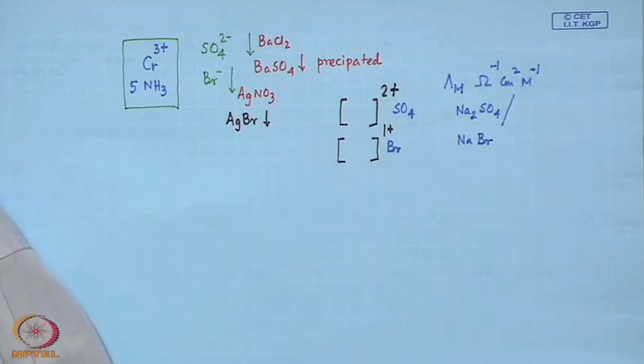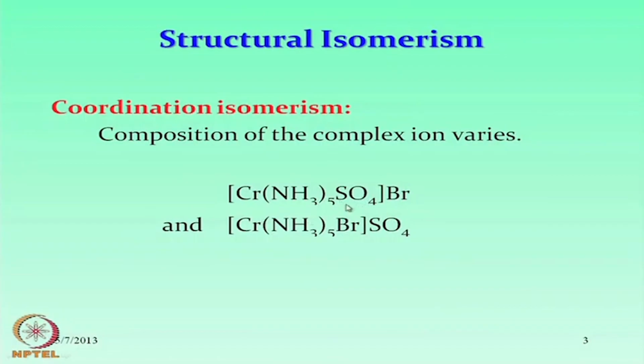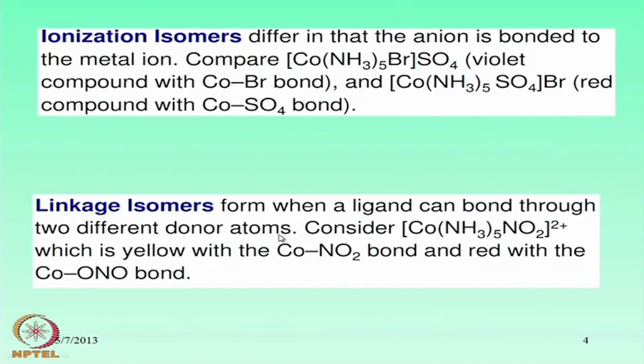So we can establish that some coordination isomerism can take place over there, though the entire composition of the salts would be the same. So ionization isomers are also possible, which differ in which anion is bonded to the metal ion. Compared to this, in another example cobalt is taken with 5 ammonia molecules and Br and sulfate; the compound with a cobalt-bromine bond is violet in color, but the second compound, where sulfate is inside the coordination sphere, is red, with a cobalt-sulfate bond, that means cobalt-oxygen of the sulfate group. So this case, outside the coordination sphere and inside the coordination sphere, can give rise to the corresponding ionization isomers.